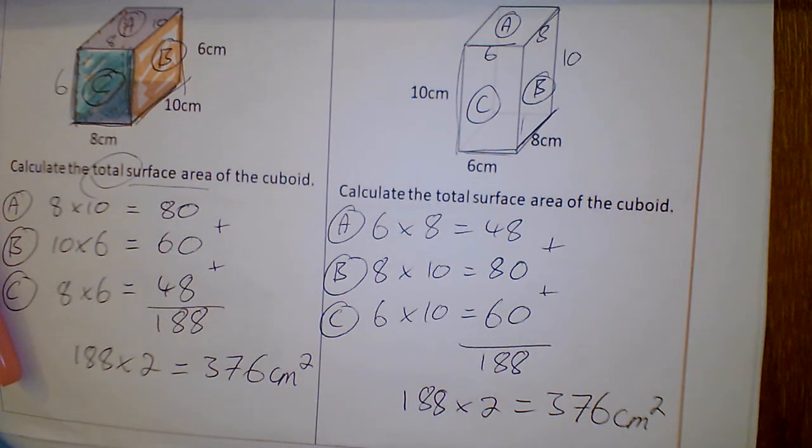But that happens. So if you go to Hecate Maths, you'll find an exercise that asks you to work out the surface area of a cuboid, and that's how you do it. Work out 3 of the faces and double your answer.